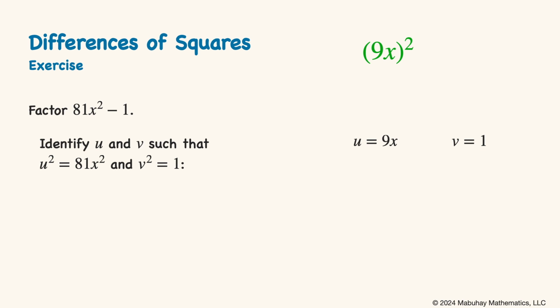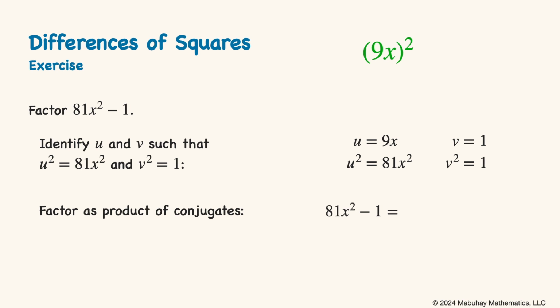Just to verify that these are solid choices for u and v and to get it recorded on our paper, this gives us u squared equals 81x squared and v squared equals 1. Now that we have u and v, we factorize as the product of conjugates, u plus v and u minus v, so that 81x squared minus 1 is quantity 9x plus 1 times quantity 9x minus 1. Great job! Let's try one more of these, this time with two variables.